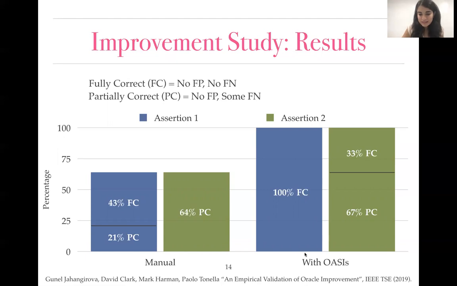As we can see from the chart, when doing improvement with OASIS, developers were able to achieve better results. For example, for assertion 1 with manual improvement, the full correctness was only 43%, while with OASIS it was 100%. Similarly, when doing manual improvement, they were not able to achieve full correctness for assertion 2, but with OASIS it was possible to achieve full correctness for 33% of the cases.